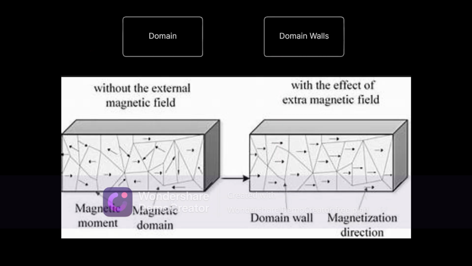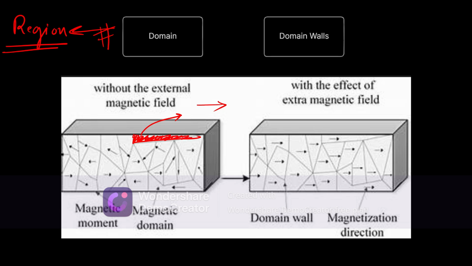Further, we have domain and domain walls. So what is a domain? A domain is nothing but a region where magnetic dipoles are arranged in a particular direction. You can see this small region, and in this region the magnetic dipole is in this direction. So this complete region is known as a domain, where all the magnetic dipoles are arranged in a particular direction.